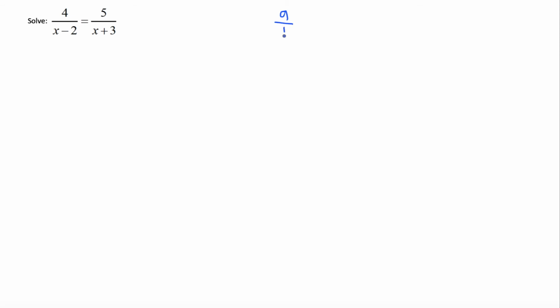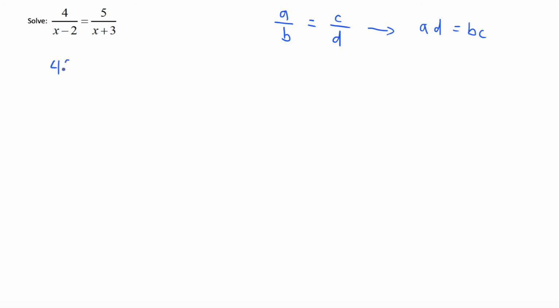So if we have a over b equals c over d, I'm just using a, b, c, and d to represent the different parts of these fractions, then we know that a times d is equal to b times c. Now remember, this idea of cross multiplying only works in this very specific case, where there's one fraction on the left and one fraction on the right. So let's do that here.